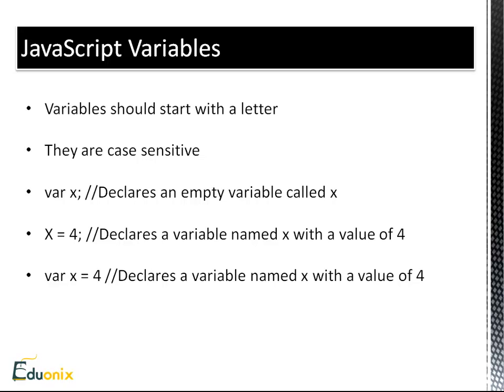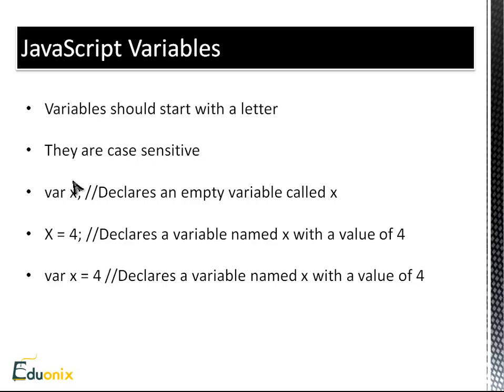So variables. If you have any experience in any programming language, then you probably know what variables are. They're basically a placeholder for pretty much anything: text, integers, objects. And like in any other programming language, JavaScript variables have some rules they have to follow. For instance, variables should always start with a letter, preferably a lowercase letter, although you could use uppercase. They are case sensitive, so capital X equals 4 is not the same as lowercase x equals 4.